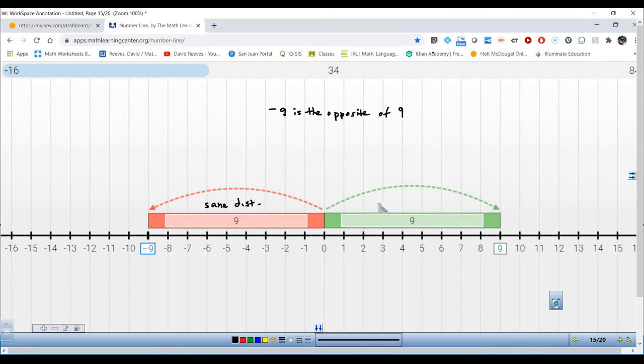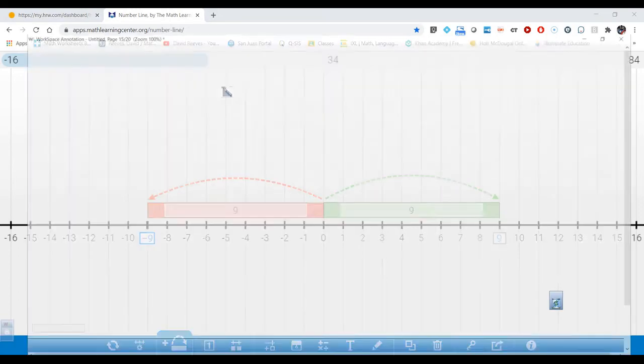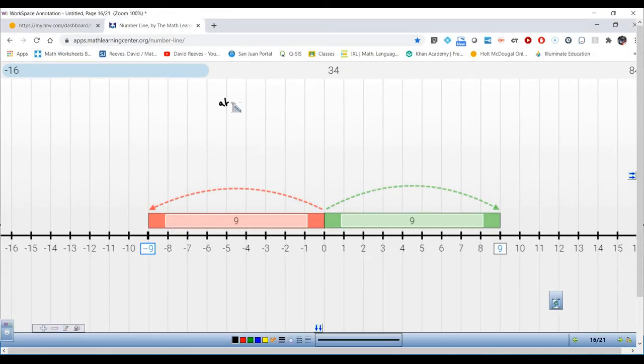Same distance, same distance. Okay? So that's what opposites are. All right, and that idea of opposites is very closely related to something we call absolute value. Let me write that down. Absolute value. Okay? So absolute value is that distance that we were talking about, that distance away from 0.